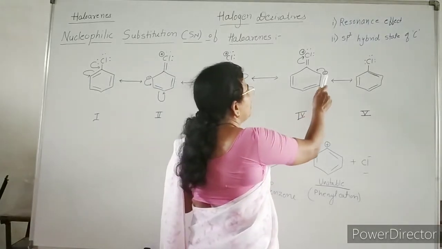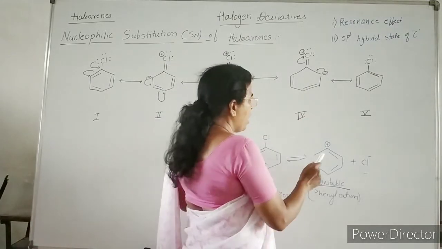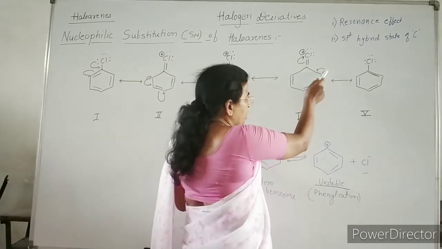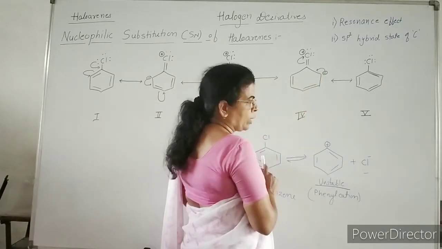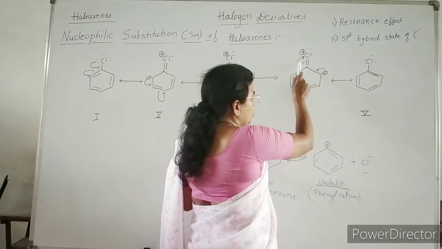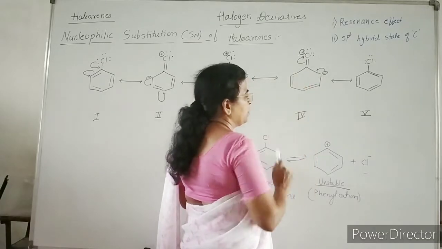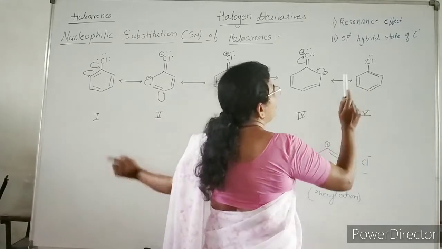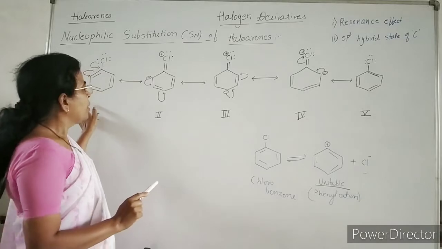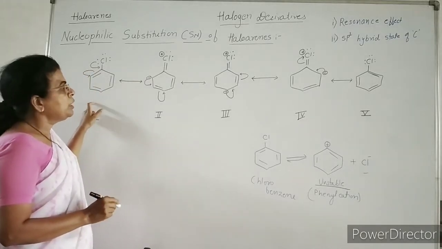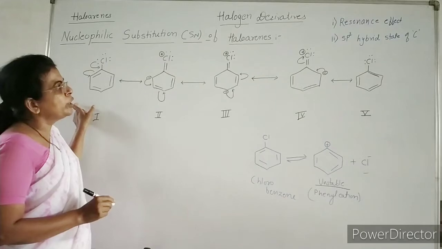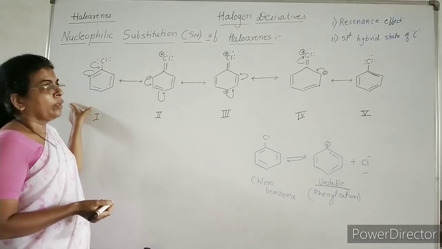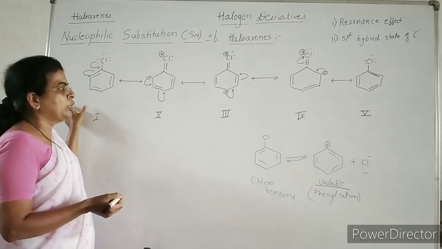Now at the ortho position there is a lone pair of electrons. Again resonance, or delocalization of electrons, takes place. This electron pair gets shifted between these 2 carbon atoms and the pi electrons get shifted onto chlorine, and we get the first structure again. Only the position of the double bond is changed. Now, due to this delocalization of electrons, or resonance effect, this chlorobenzene cannot undergo nucleophilic substitution reaction.